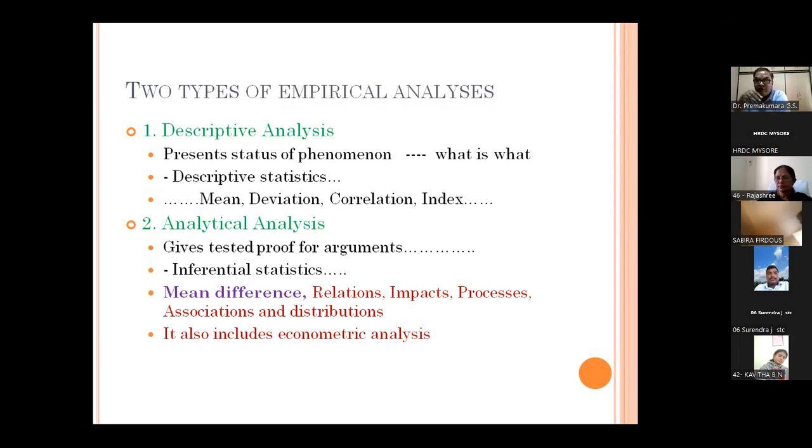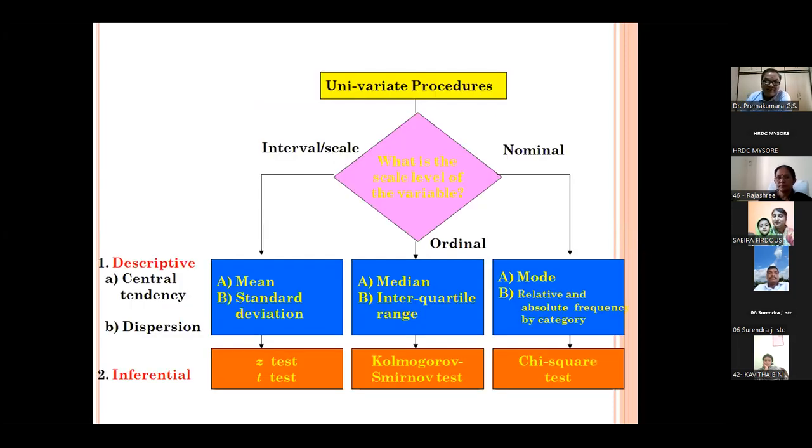So you can use both descriptive techniques as well as inferential techniques, but it is always better to go with inferential techniques. What techniques come under descriptive? Mean, deviation, correlation, index, simple techniques. Whereas in the analytical or inferential statistics, we have mean difference, relations, impacts, processes, associations, distributions, and it also includes econometric analysis. When it comes to econometric analysis, the ocean is the limit.